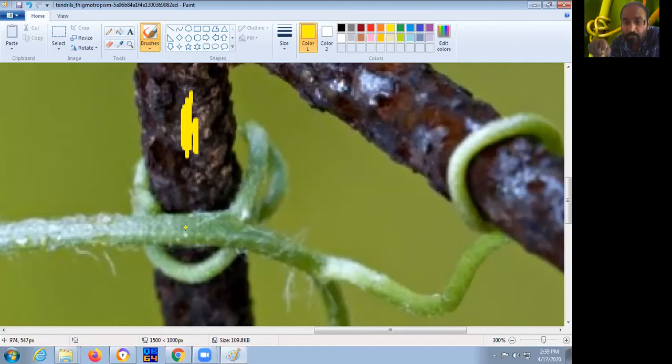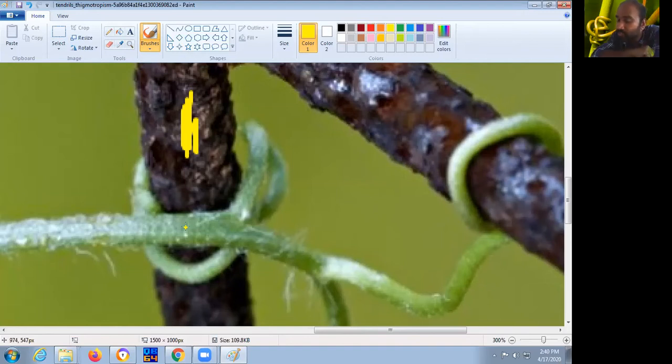So some plant stems show positive thigmotropism. Why? Because it bends towards the stimulus. What is the stimulus? Solid surface. It bends towards the stimulus, right? It moves towards the stimulus basically. It's a positive thigmotropism shown by the stems.